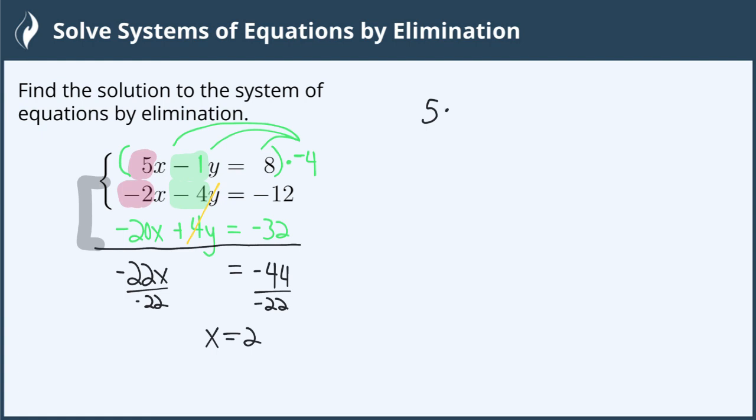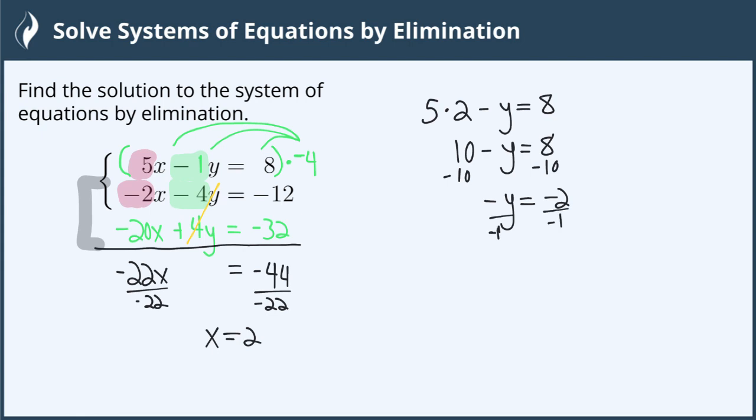So I'm going to do 5 times the 2 value we just got, minus y equals 8. 5 times 2 simplifies to 10. I'm trying to solve for the y, so I'll subtract 10 on both sides. Notice that that leaves -y on the left, and 8 minus 10 is -2. To finish getting y by itself, we want to divide by -1 on both sides, because right now we have -y, we need +y, and that gives us that +y equals 2.